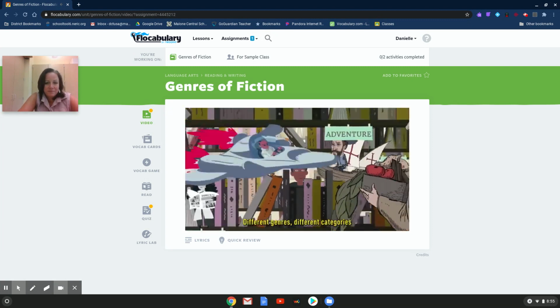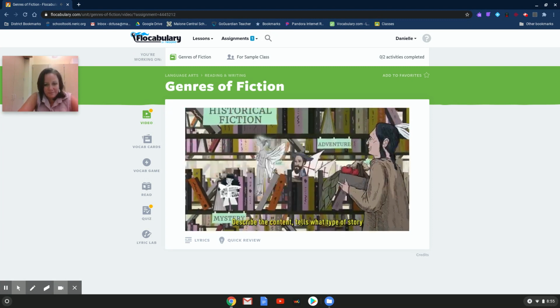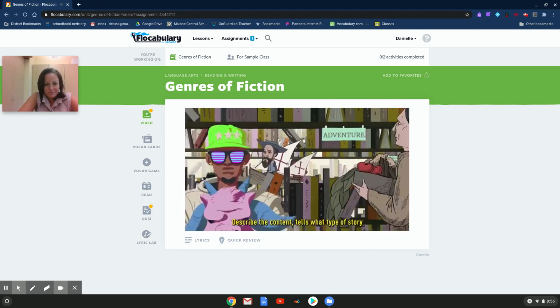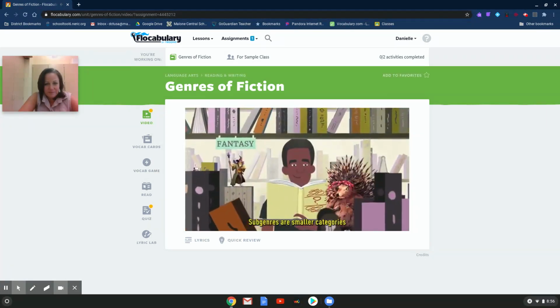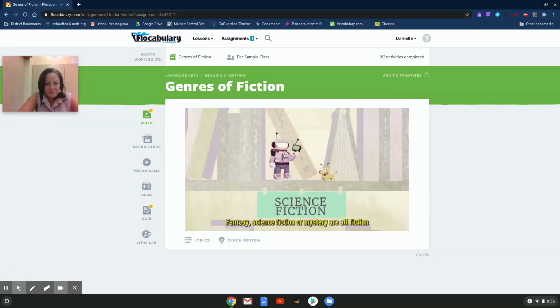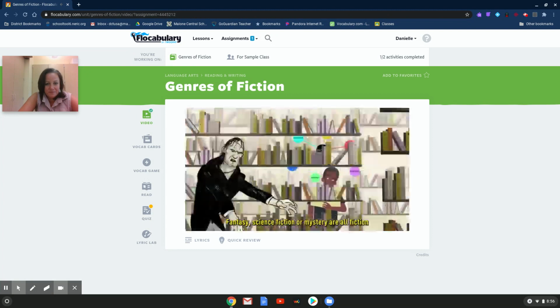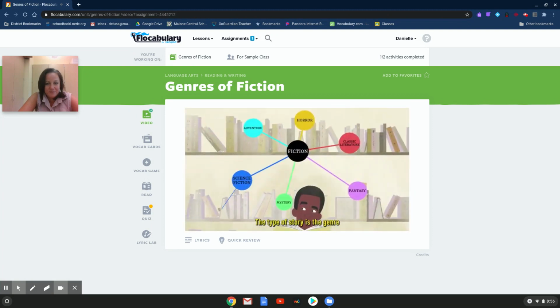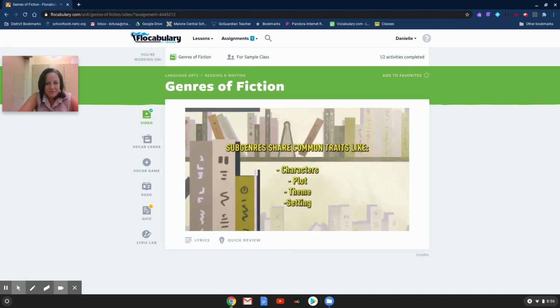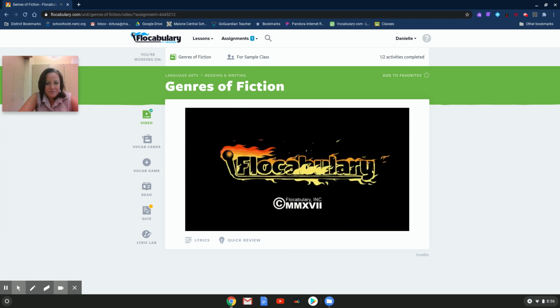Different genres, different categories. Describe the content, tells what type of story. Subgenres are smaller categories. The type of story is the genre, so we can know what we can expect from the author. Subgenres share common traits like character or plot, a theme or setting, etc.